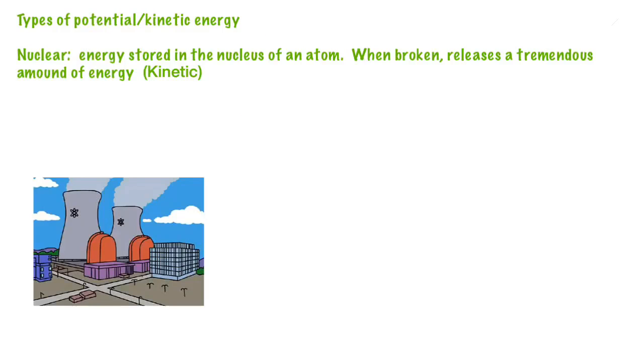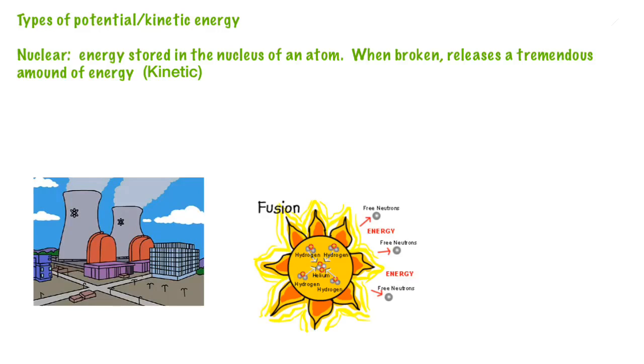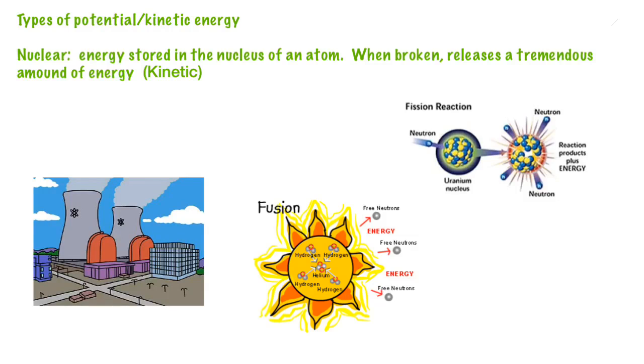And the last one I want to talk about today is nuclear energy. Potential nuclear energy is energy that's stored in the nucleus of an atom. When that atom is broken apart, it releases a tremendous amount of energy. All right, we usually think of nuclear power plants when we think of nuclear energy, but it also is what fuels the sun, and that happens because of these two kinds of reactions. You either break the nucleus apart or you smash them together and put two different atoms together. Either way, the release of it, the kinetic part of this, is very, very powerful.